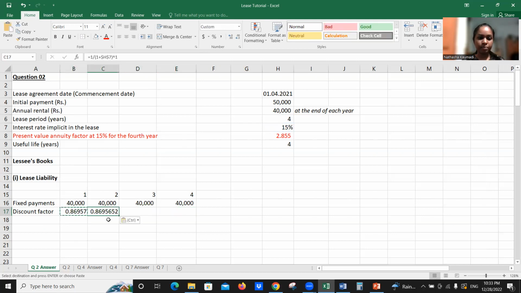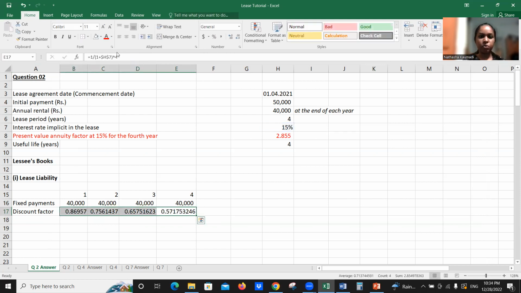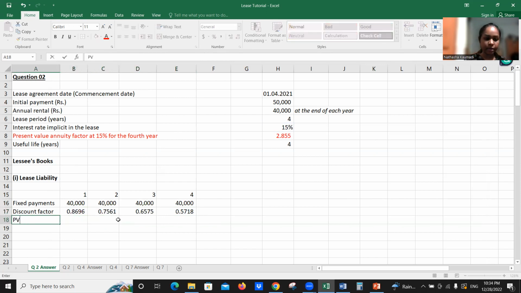How to take the year 2 one? Now I'm copying the formula, that's why the answer is getting there. So you can take 1 divided by 1 plus the rate 15% to the power of 2. This one to the power of 3. Using your calculator, you can easily get these figures. And 4. Okay, this is how you get the discount factors. Now, after getting the discount factor, you can take the present value.